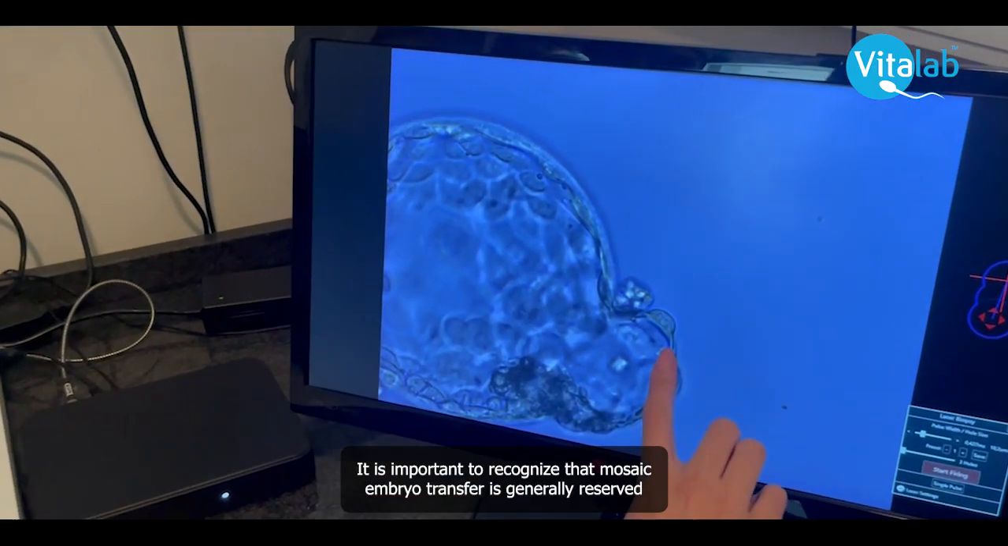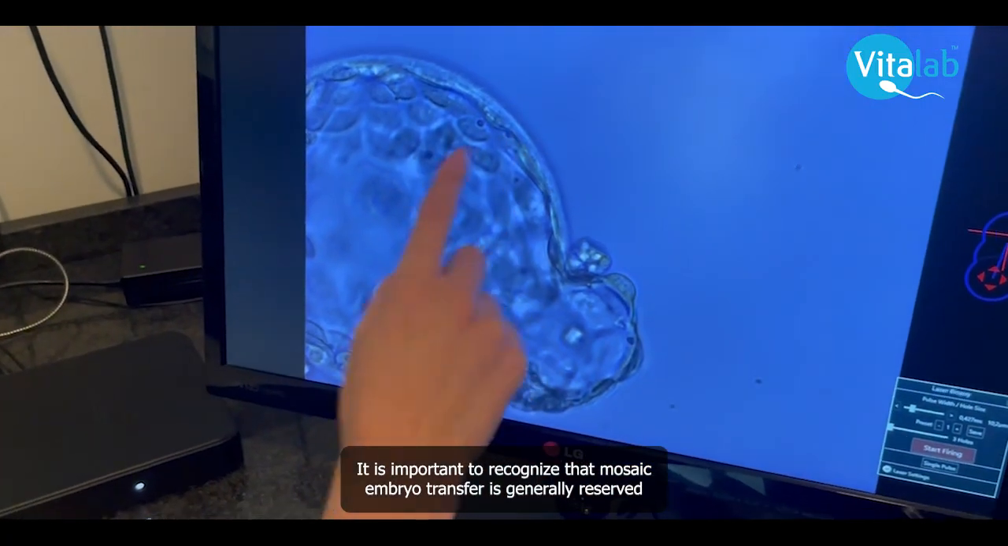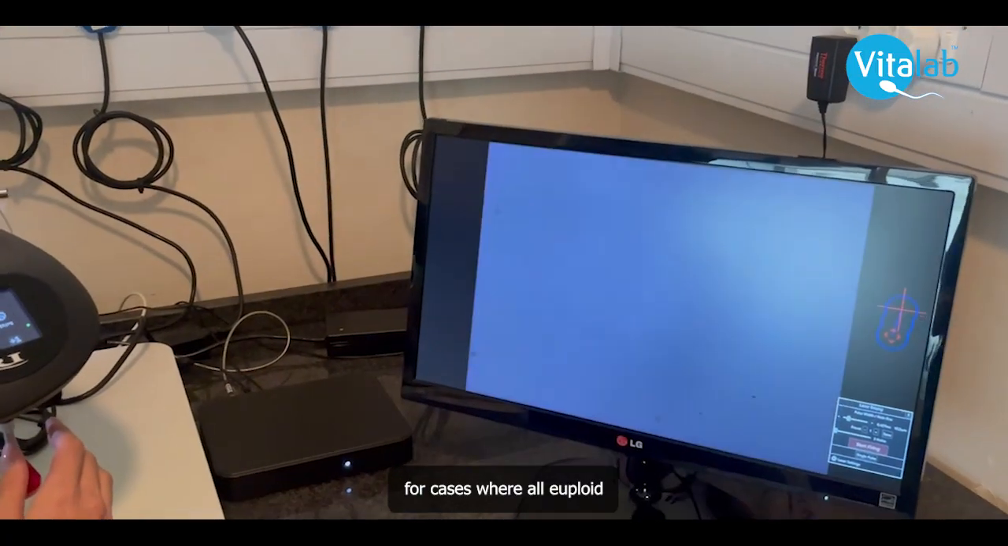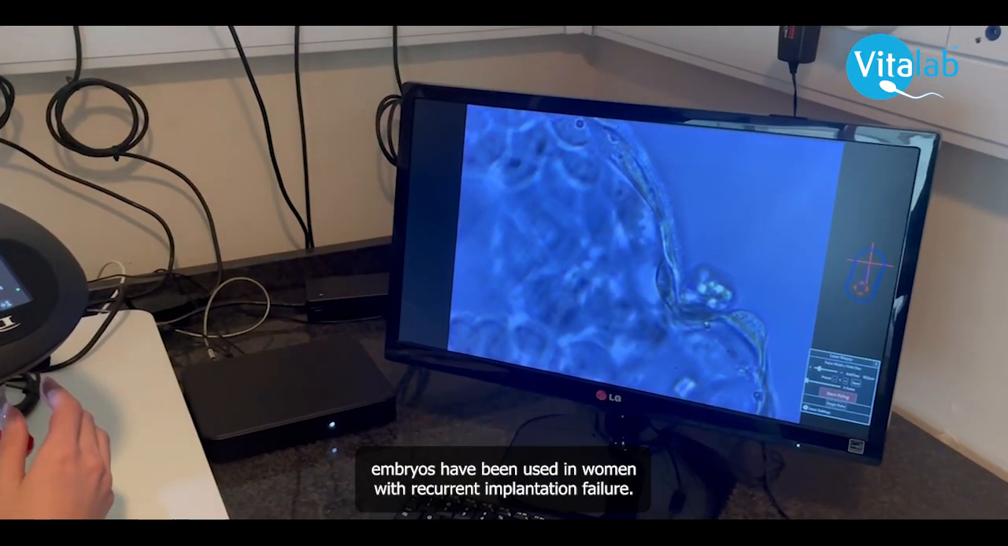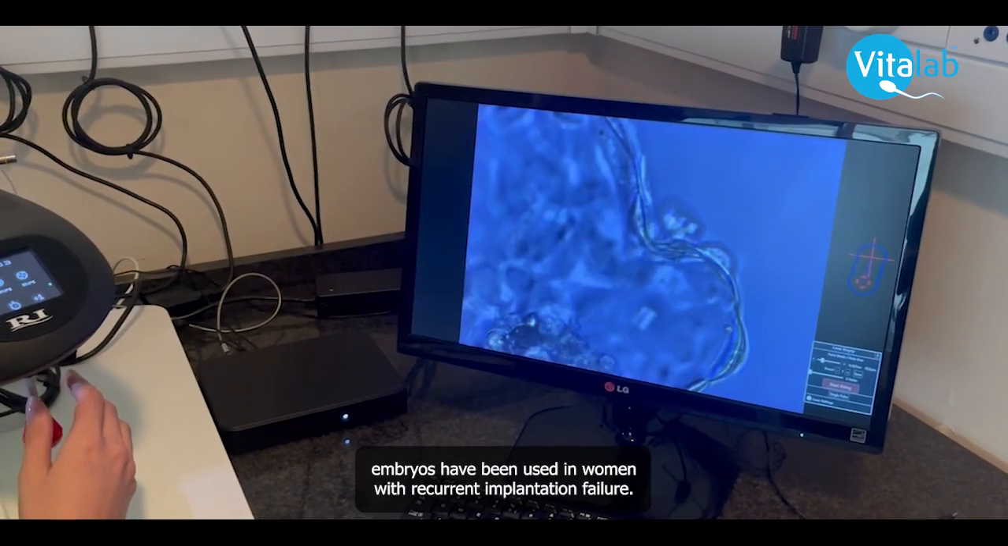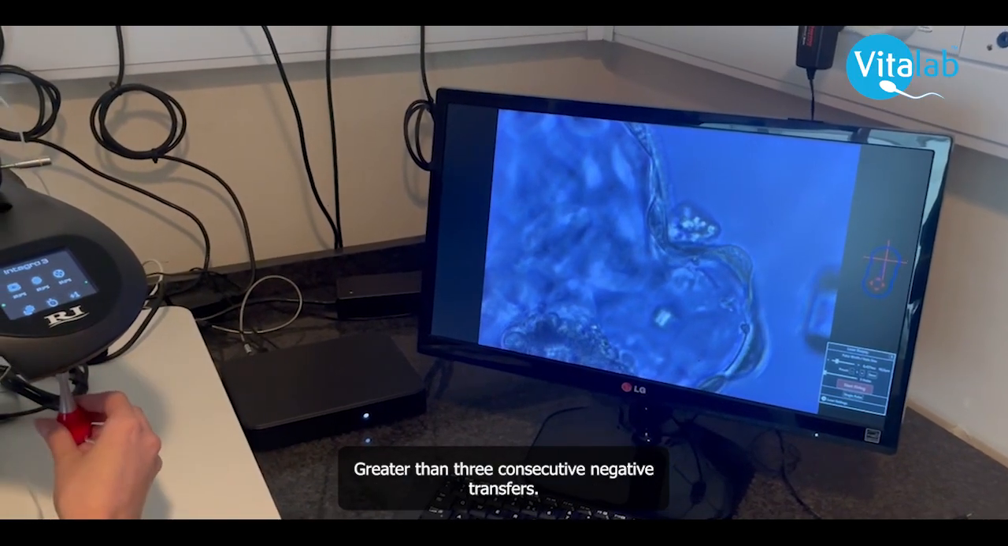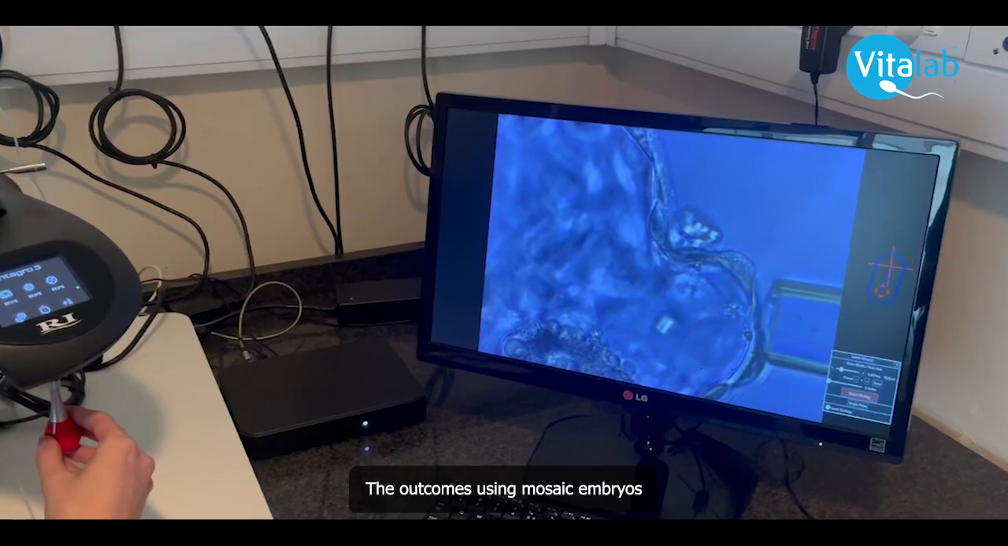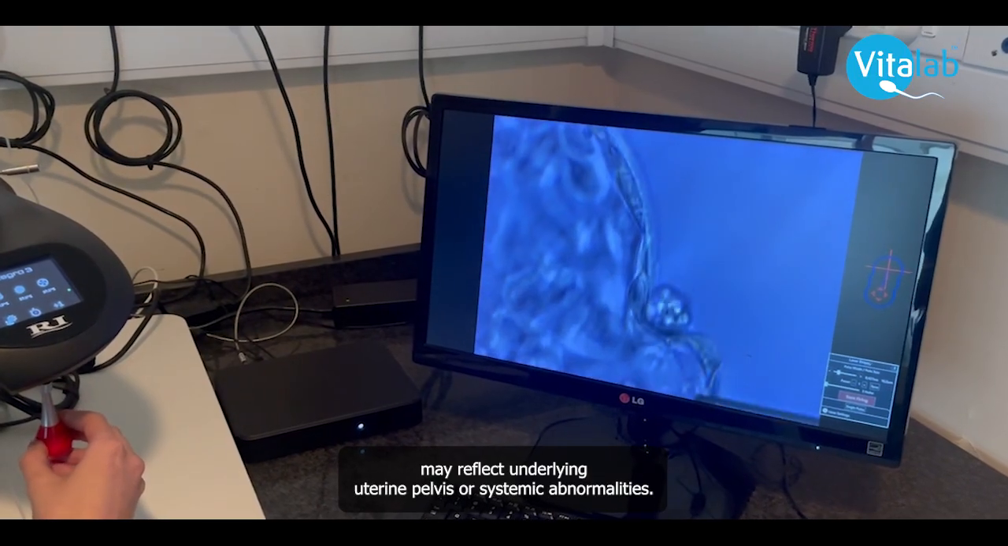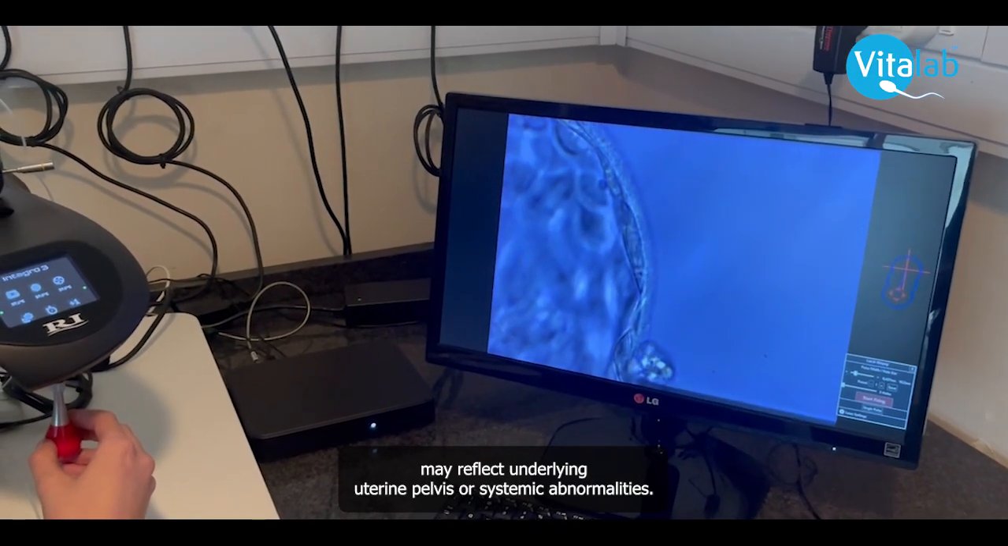It is important to recognize that mosaic embryo transfer is generally reserved for cases where all euploid embryos have been used. In women with recurrent implantation failure, greater than 3 consecutive negative transfers, the outcomes using mosaic embryos may reflect underlying uterine, pelvic, or systemic abnormalities.